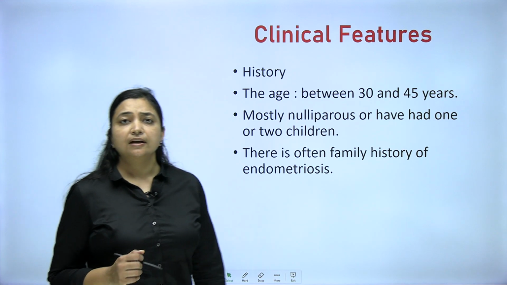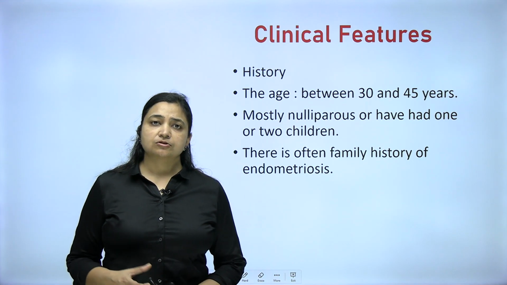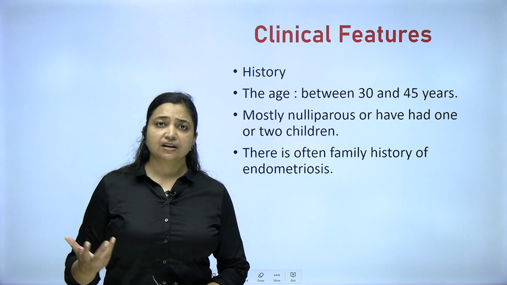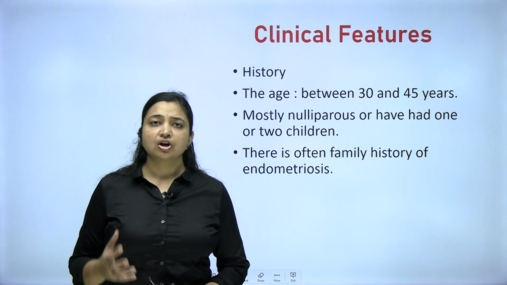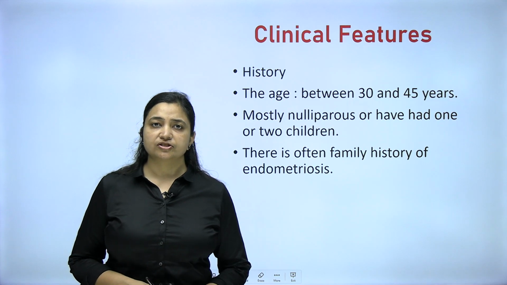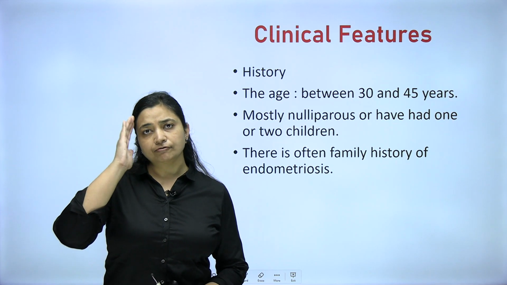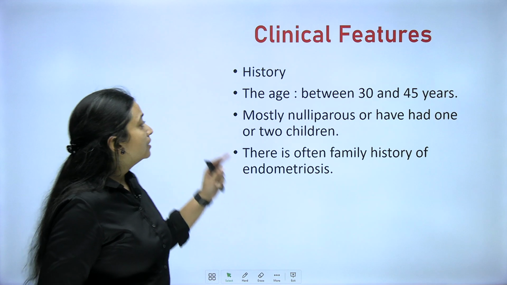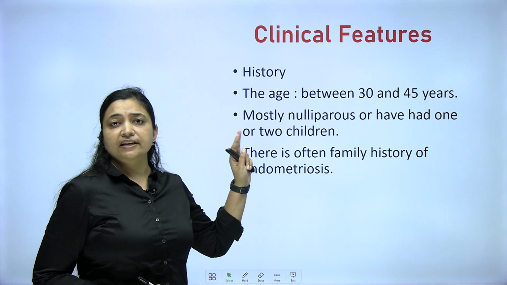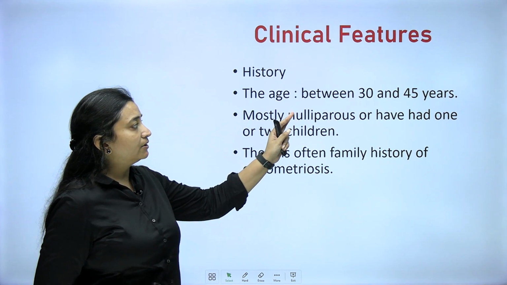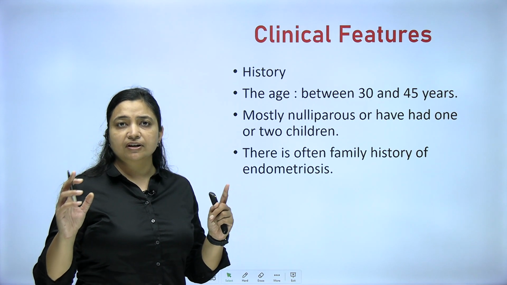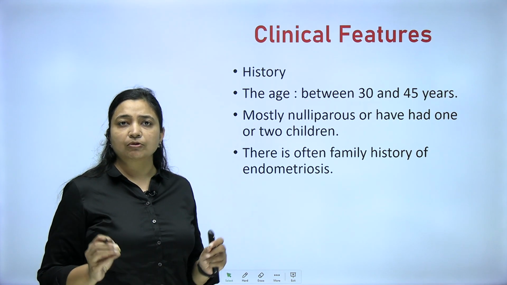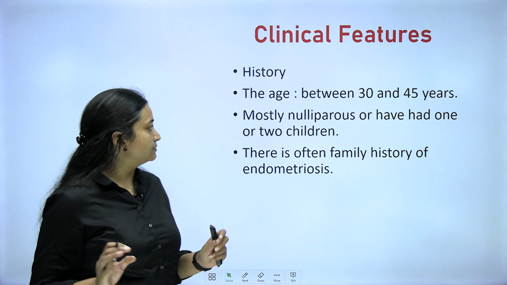Clinical features. As I told in my earlier lectures also, whenever we are describing in a theory paper, in a practical exam, or in our clinical approach, we always go with the history of the patient. We start eliciting the history and then form a diagnosis in our mind. So first of all you will ask the age of the patient. The patient is generally between 30 and 45 years of age, definitely, because it is the time where the chances of encountering endometriosis is the maximum.